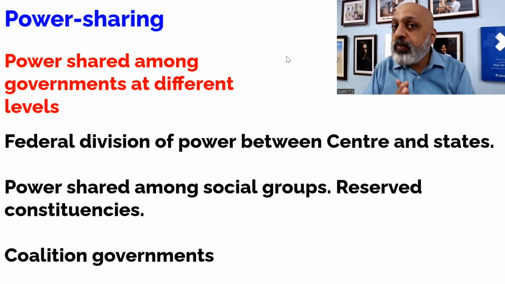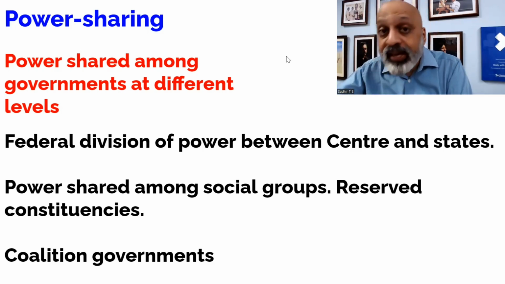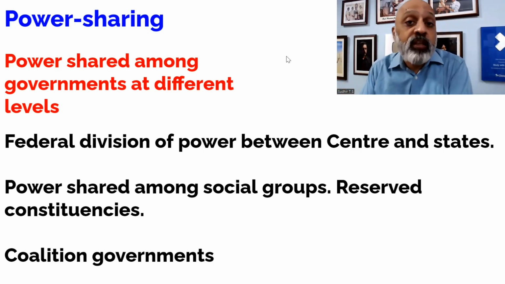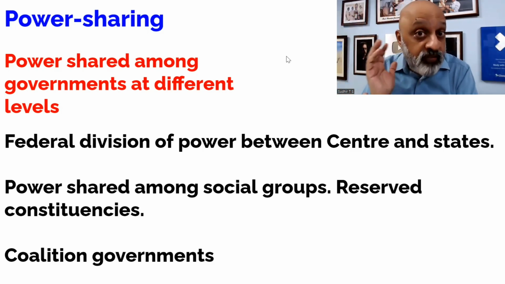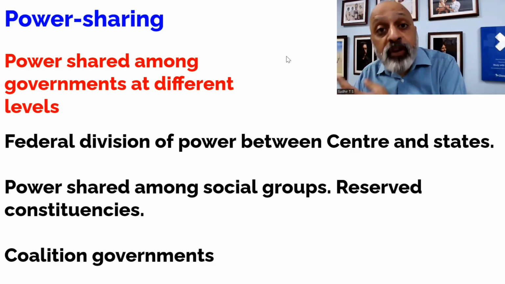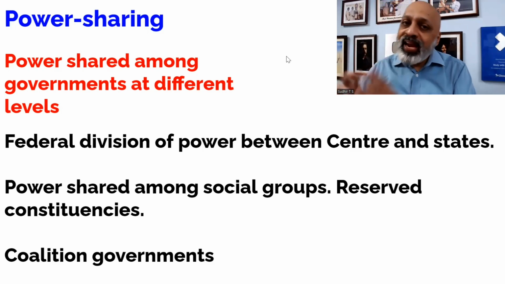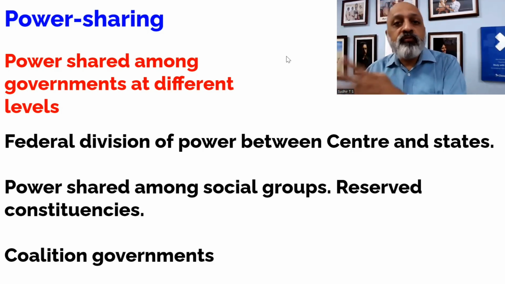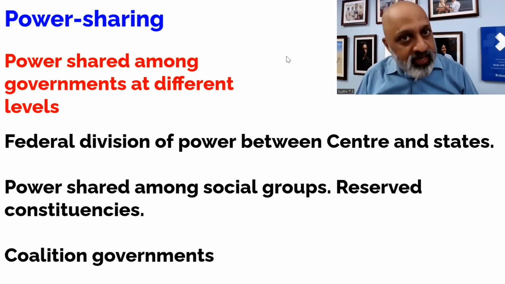So coalition government means again what? Power is shared. I have fought the election against party B, but I'm willing to form a government with party B because otherwise you'll have to hold elections again. Elections are a very expensive affair, right? So I'm willing to share power with party B and I'll say that whatever I and you both agree on, we will implement those welfare schemes.